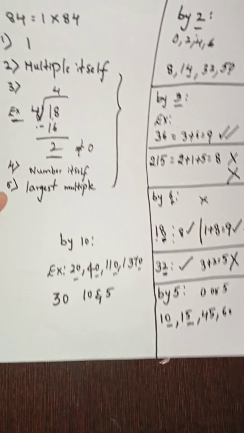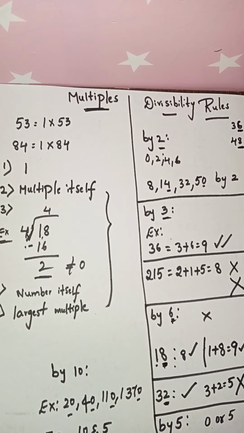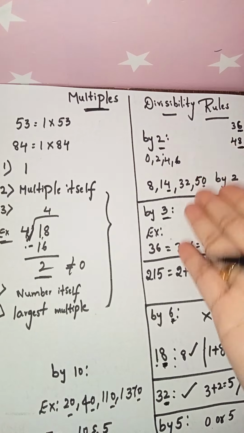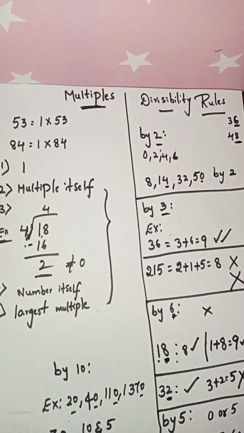So this is about multiples. We have discussed what multiples are, what even numbers are, what odd numbers are, and how the divisibility rules work: how divisibility by 2 is done, 3 is done, 6 is done, 5 and 10 are done. We have discussed this in this chapter.